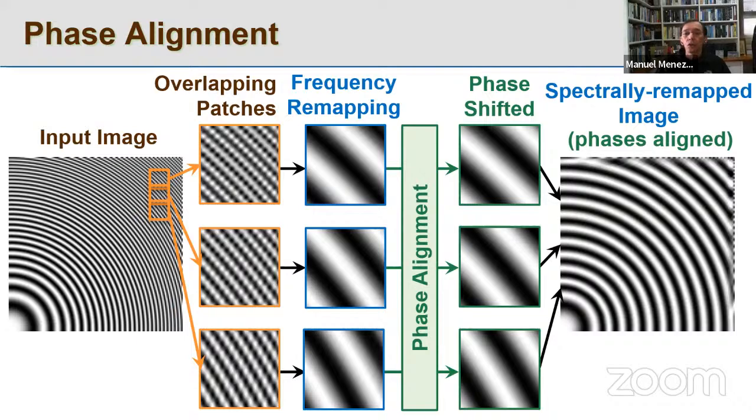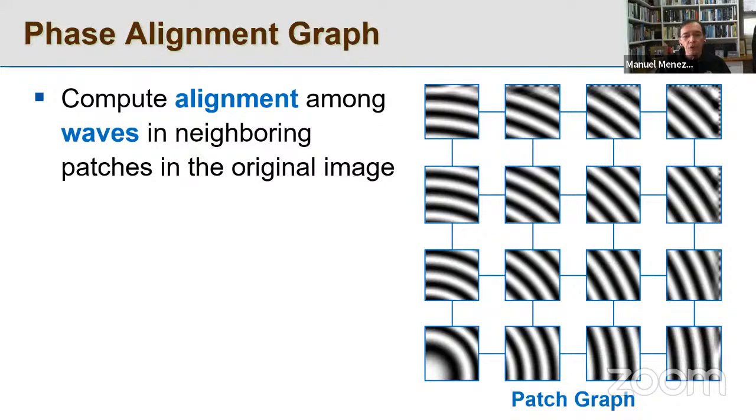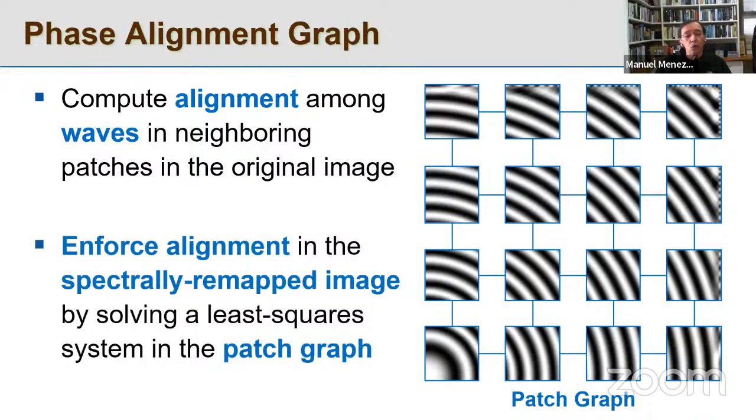So in order to perform phase alignment, we'll be building what we call a patch graph. It is a graph where each patch is connected to its four neighbors. Considering this four-neighborhood, they will be connected to the neighbors on top, at the bottom, left and right. And once we build this graph, we'll solve a least squares optimization where we look to get those neighbor elements with coincident values for those waves.